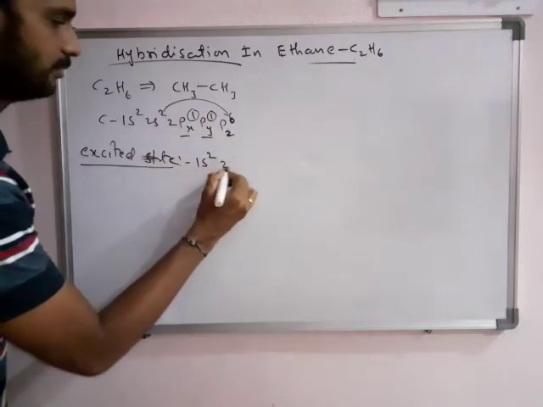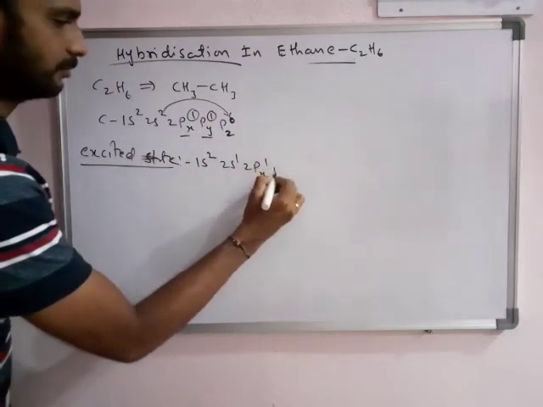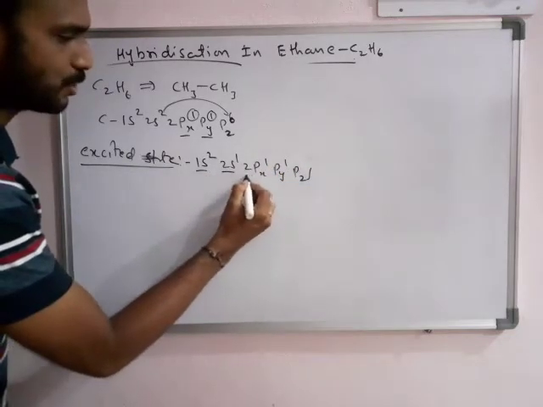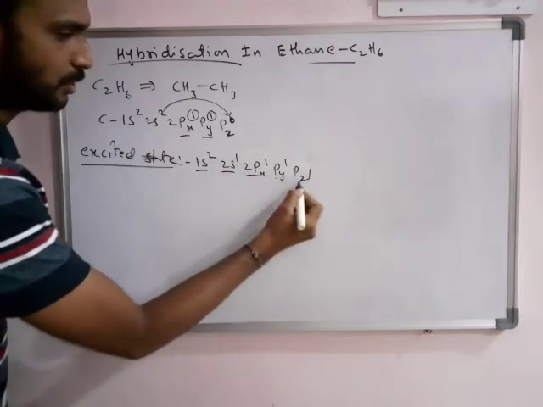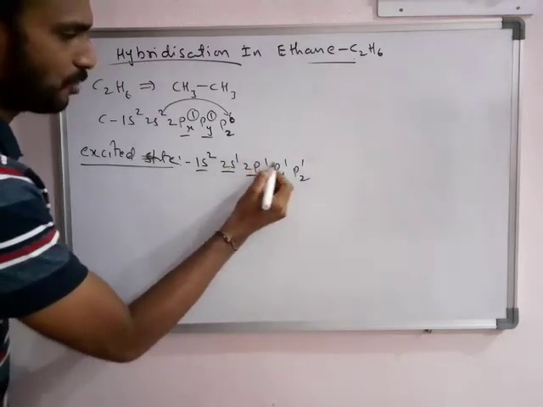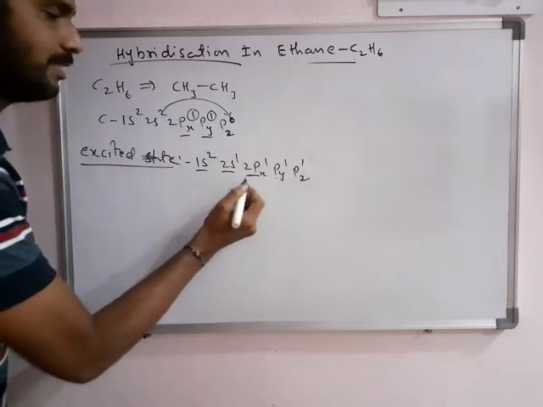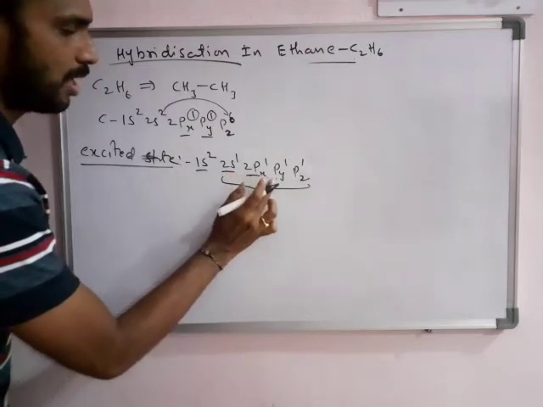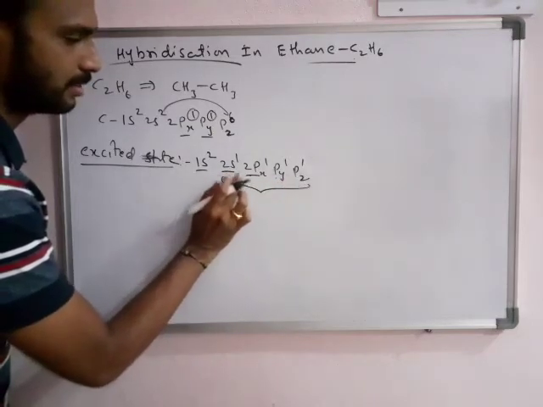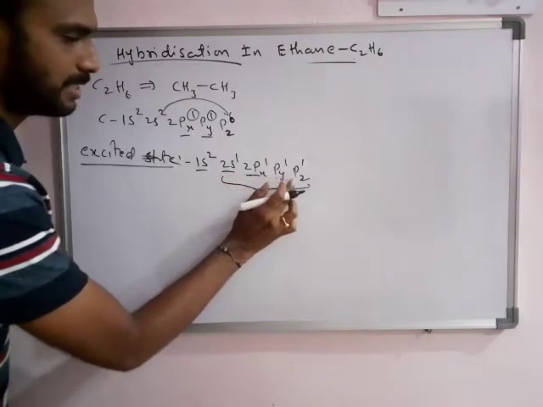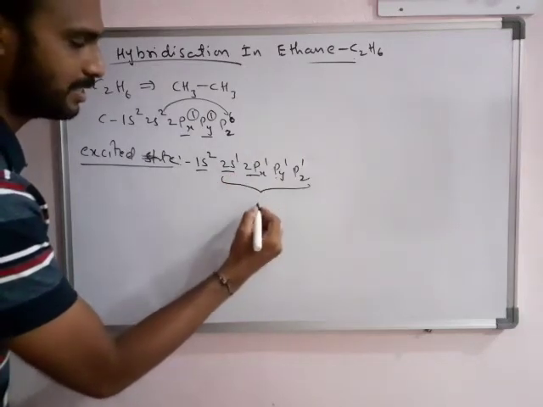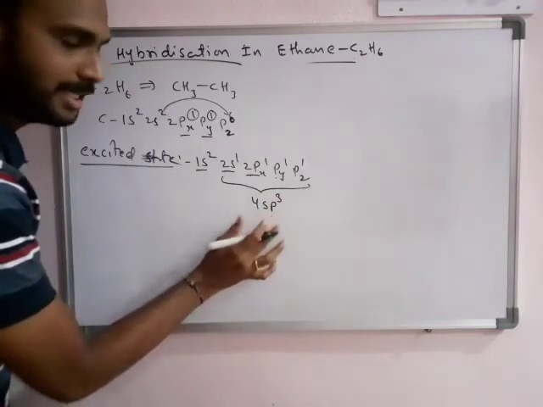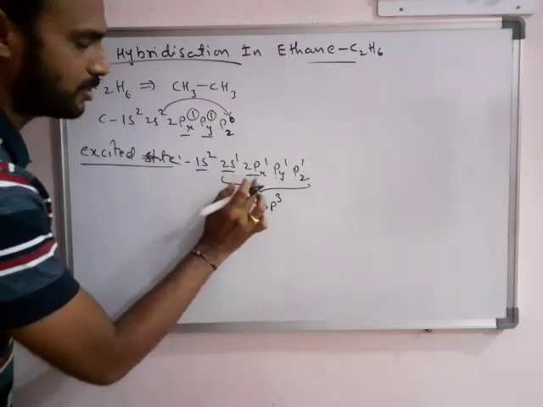Here the electron is shifted to here. So now its configuration becomes 1s2, 2s1, 2px1, 2py1 and 2pz1. Here it is having 4 unpaired electrons. In this situation, the 4 orbitals, s, px, py, pz, undergo the hybridization process, and there is a formation of 4 sp3 hybrid orbitals.